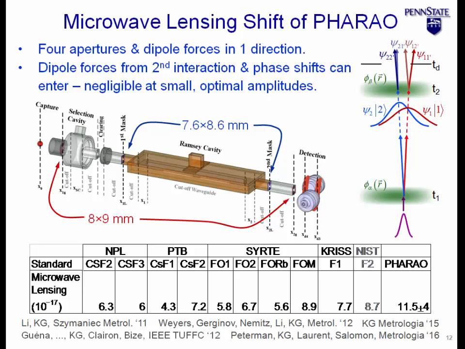And PHARAO ends up being significantly bigger. So instead of 6 to 9, it's about 11 and a half, and we assign an uncertainty of about plus or minus 4. Essentially, this is pretty conservative.